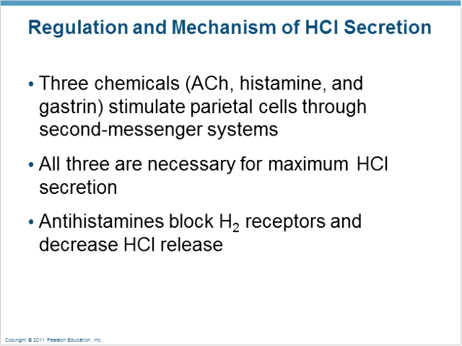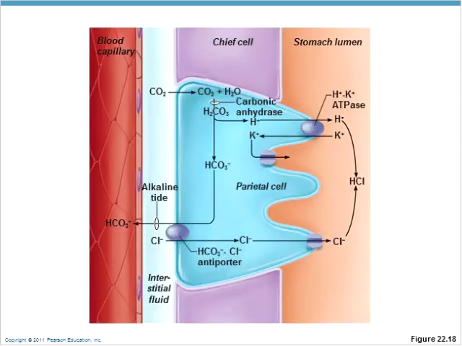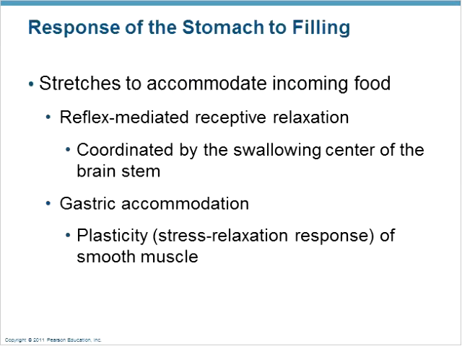There are regulations and mechanisms of hydrochloric acid secretion. There are 3 chemicals: acetylcholine, histamine, and gastrin, which stimulate parietal cells through a secondary messenger system we talked about many times before. All 3 are necessary for maximum hydrochloric acid secretion. And blocking histamine receptors decreases the hydrochloric acid release. And this talks about that. You can see that process through here. There's the blood capillary. You get a feel for the parietal cell, which actually produces that hydrochloric acid we talked about.